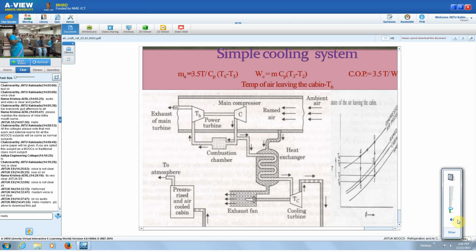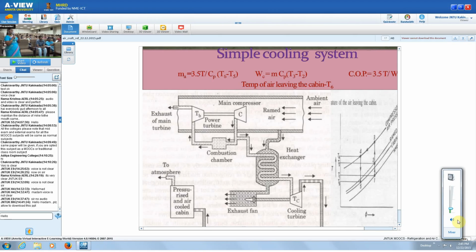The same thing you can see from the TS diagram. This is again a Bell-Coleman cycle. 1 to 2: 1 is the atmospheric pressure at that high altitude. 1 to 2 is assumed as ramming, and that ramming is assumed as isentropic compression. The ramming effect is the compression of the atmospheric air to 2. Then 2 to 3 is the actual compression in the main compressor, where the pressure is increased. 3 is the maximum pressure and also temperature of the cycle.